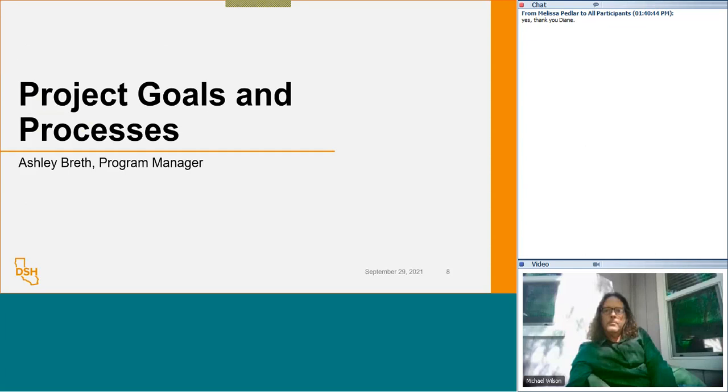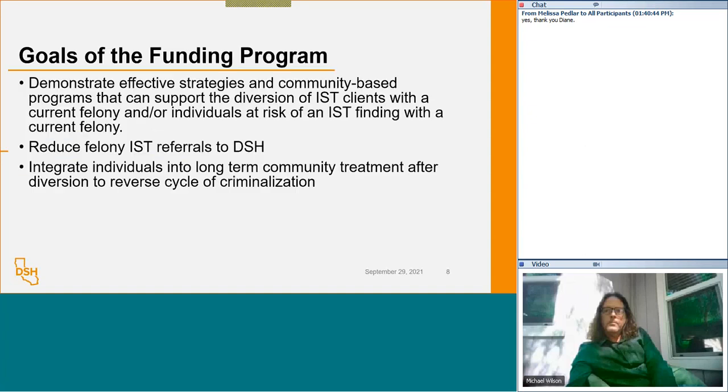So I want to start off the core of today's session by talking about some of our project goals and the different processes that we have in place to move you through the planning process and into contract execution and program implementation.